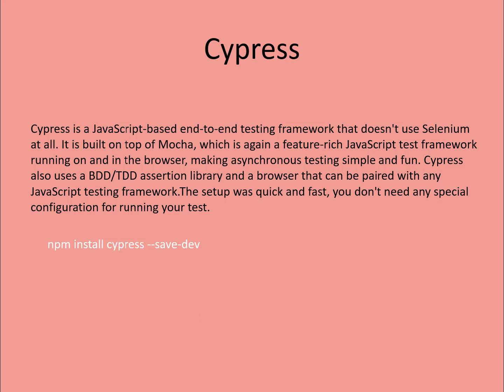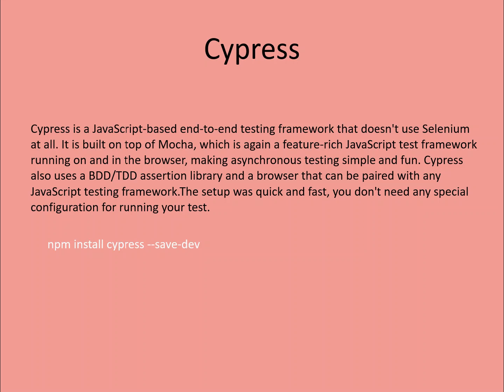So today we are going to talk about Cypress. What is Cypress and how is it different from Selenium? Cypress is a JavaScript-based end-to-end testing framework that does not use Selenium, and it's built on top of Mocha. Mocha I have already covered in my previous tutorial, which is a feature-rich JavaScript test framework running on Node.js and in the browser, making asynchronous testing simple.